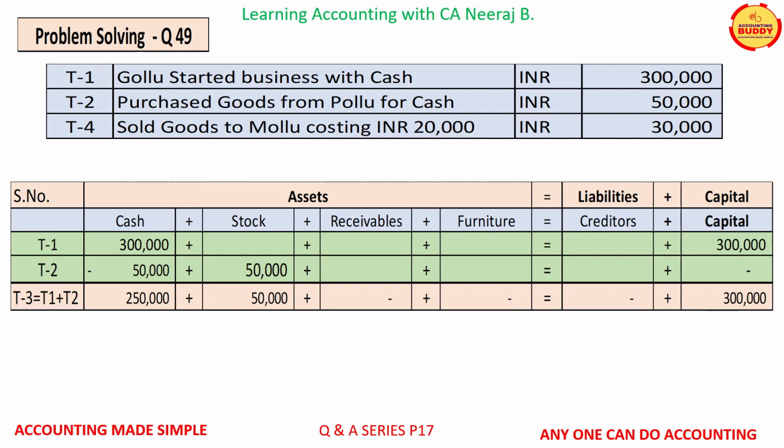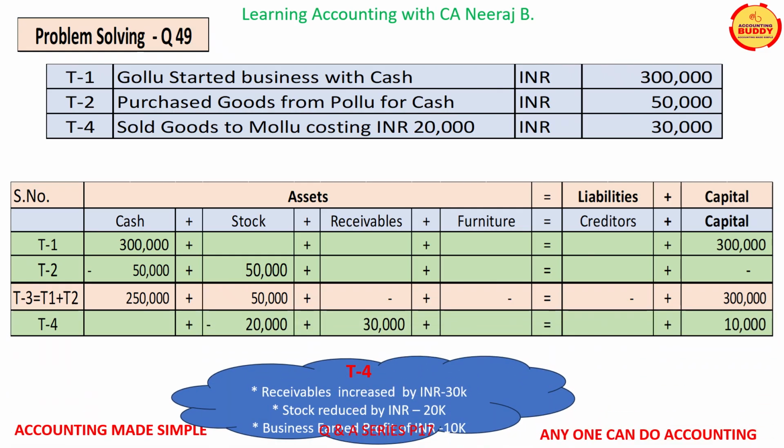Transaction T4 on your screens is goods costing 20,000 sold to Molu for 30,000. If we analyze this transaction, Molu will increase the debtors as the goods are sold on credit. Therefore, receivables, which is an asset, will increase by 30,000. Stock will be reduced by 20,000 and the capital will increase by 10,000, being the profit earned on the transaction.